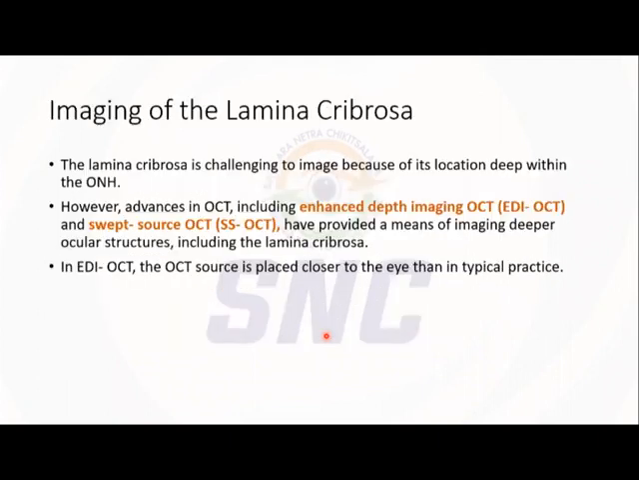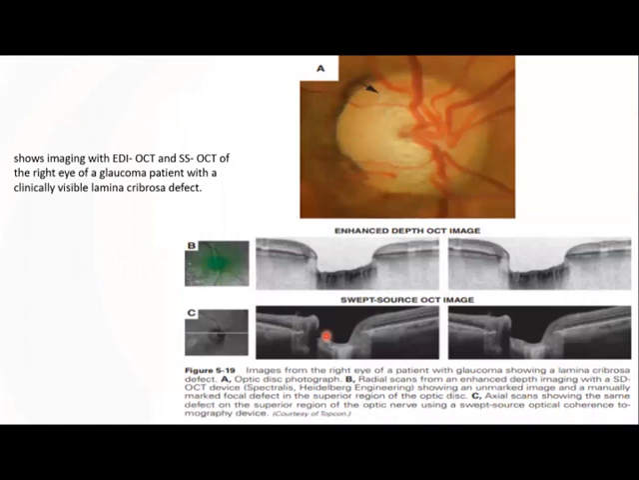So next, imaging of the lamina cribrosa. The lamina cribrosa is challenging to image because of its location deep within the optic nerve head. However, advances in OCT, including enhanced depth imaging OCT, that's EDI OCT, and swept source OCT, SSOCT, have provided the means of imaging deeper ocular structures, including the lamina cribrosa. In EDI OCT, the OCT source is placed closer to the eye than the typical practice.